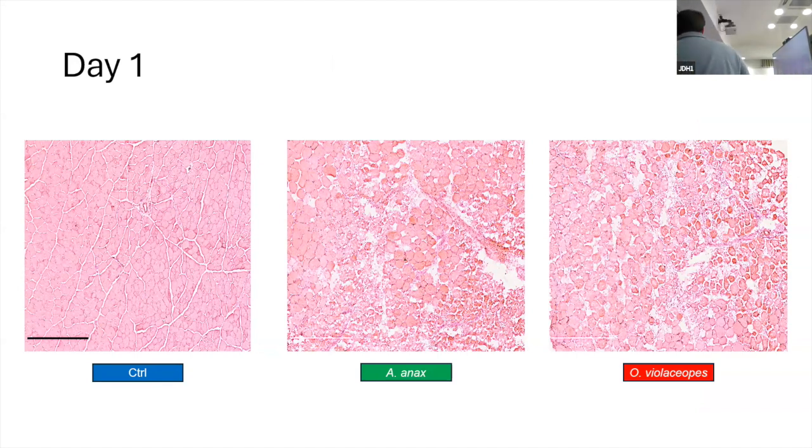And it's quite extensive. It does cover a large proportion of the muscle, which isn't something we typically see with a lot of the snake venoms. Maybe it's because we've put a lot more venom in, or it could be that it's better at spreading through the muscle than a lot of the venoms that we're using, but I don't know. So yeah, that's day one.